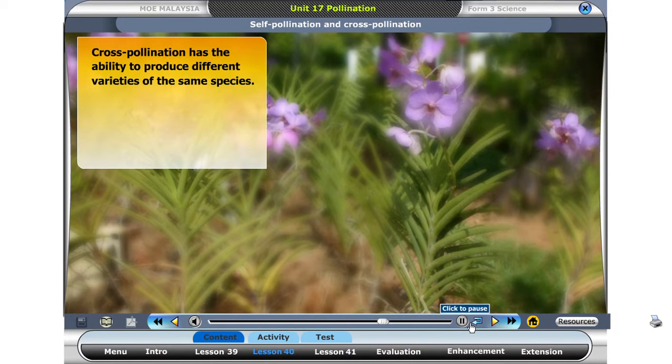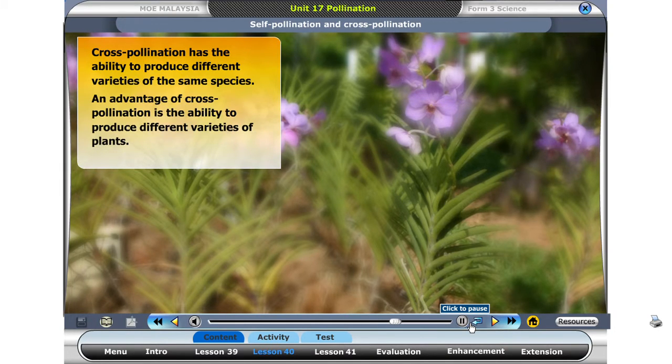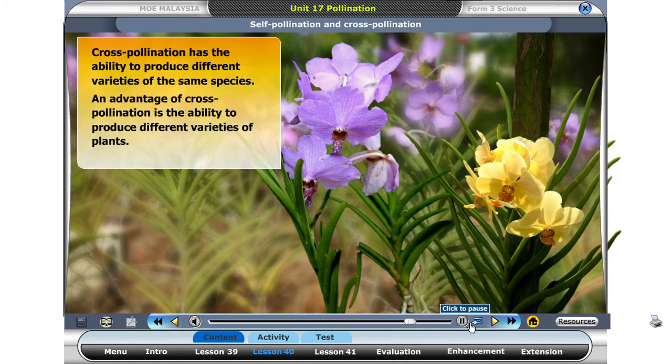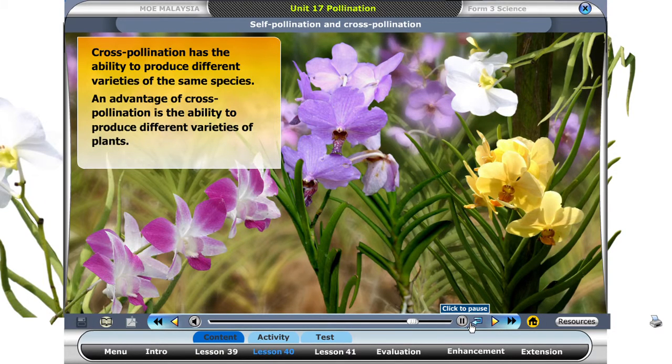There are many advantages of cross-pollination. One of the advantages is that we can produce different varieties of the same species. For example, you now see many beautiful varieties of orchids in Malaysia. Orchids have flowers of different shapes and colors. The many varieties of orchids are results of cross-pollination.